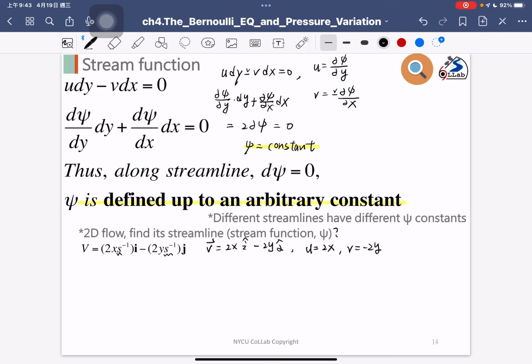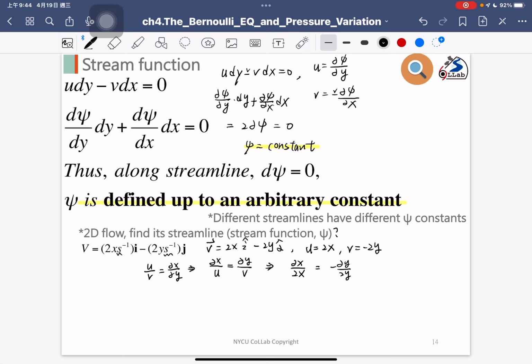If you remember, I told you the mathematical representation of the streamline is that the spatial gradient always equals the velocity gradient. So if we still remember the equation, we can write u divided by v is always equal to dx over dy, as I say, the velocity gradient is always equal to the spatial gradient. And we can rewrite the equation to be dx over u will equal to dy over v. So we can put u and v inside the equation: dx over 2x, the u velocity, will equal to dy over minus 2y.